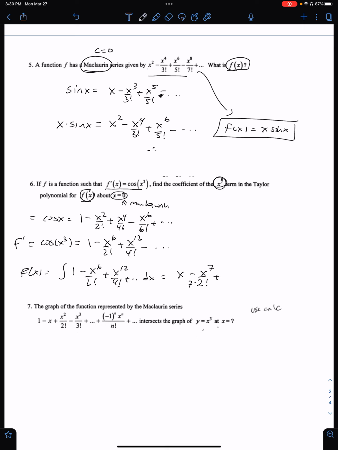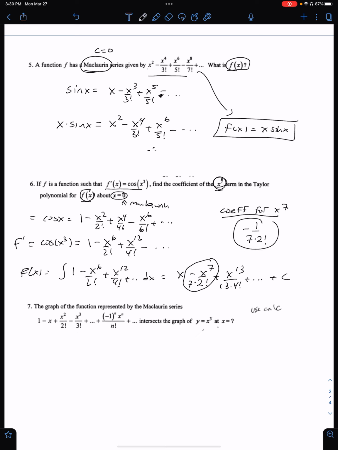times 7, oops, sorry, I forgot to drop my power there, plus x to the 13th over 13 times 4 factorial plus dot dot dot. Don't forget at the very end there's some constant of integration. We wanted the 7th term, so the coefficient for the x to the 7th term is going to be the following. What's my coefficient? It's negative 1 over 7 times 2 factorial. And there's our answer right there, which, if you simplify, is negative 1 over 14.